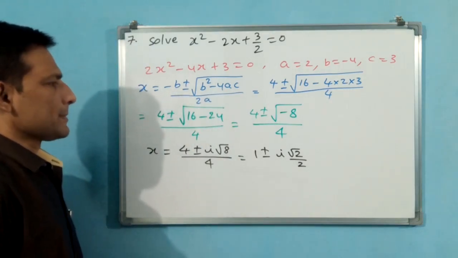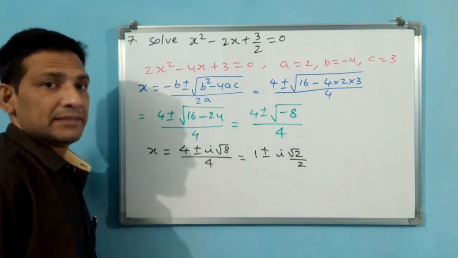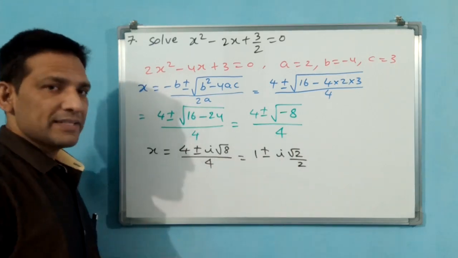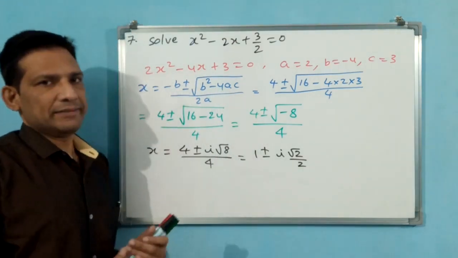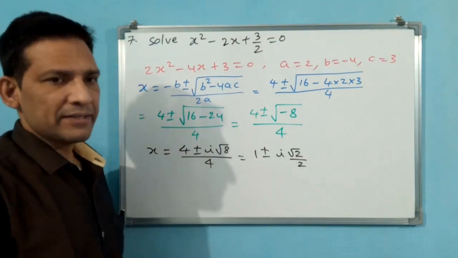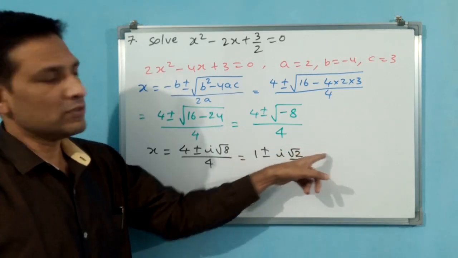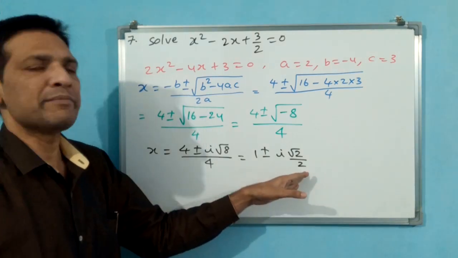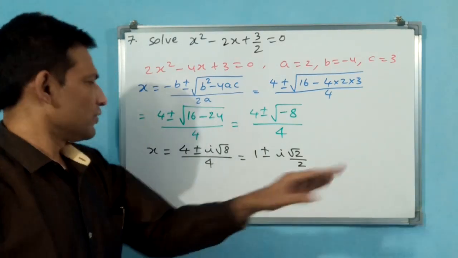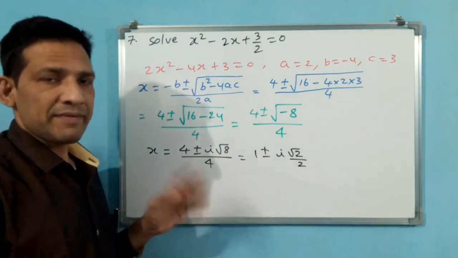Normally when root 2 is in the denominator, then you have to rationalize. Why? Because normal practice is you should not keep a root in the denominator. You multiply with another root, then the numerator gets the root and a normal real number comes in the denominator. Now in this answer the denominator is a real number. That is why you need not worry. You can keep this answer like this only. This is the 7th question.